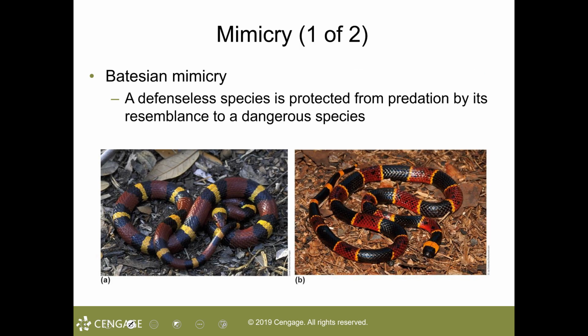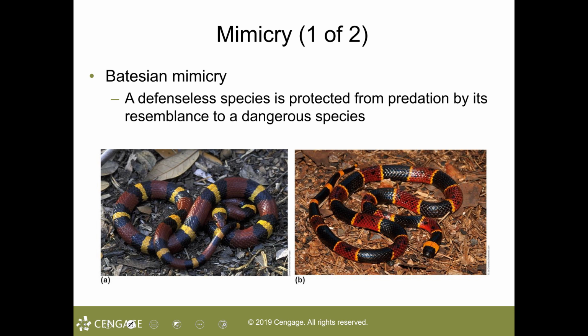Up next, class, we have what is known as mimicry. Sometimes in mimicry, a defenseless species, the mimic, is protected from predation by its resemblance to a species that is dangerous in some way. A strategy, class, known as Batesian mimicry. Many examples of this phenomenon exist. For example, the harmless scarlet king snake looks much like a venomous coral snake, so predators may avoid it too.